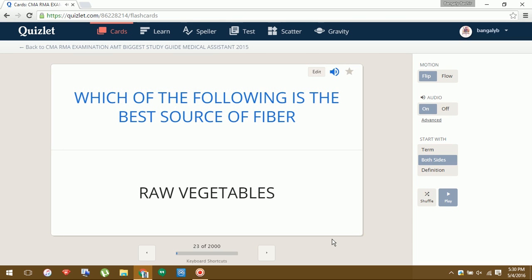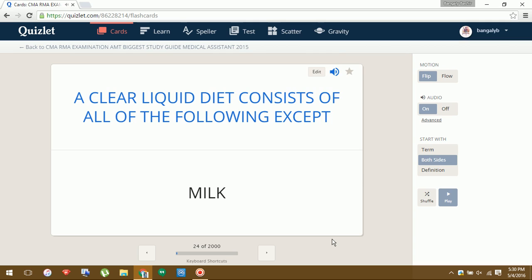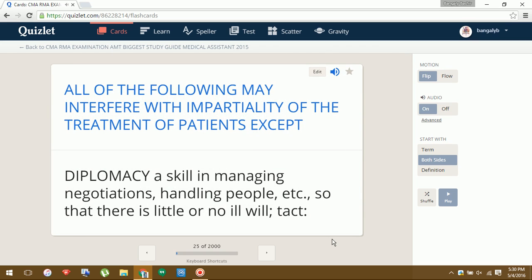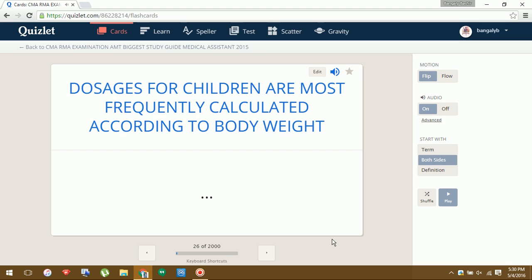Which of the following is the best source of fiber? Raw vegetables. A clear liquid diet consists of all of the following except milk. All of the following may interfere with impartiality of the treatment of patients except diplomacy, which is skill in managing negotiations, handling people, etc., so that there is little or no ill will. Tact. Dosages for children are most frequently calculated according to body weight.